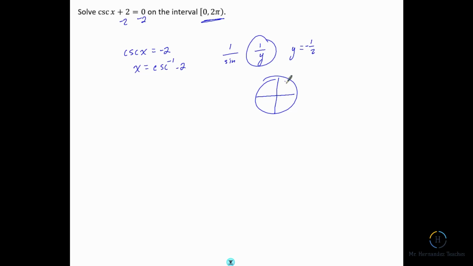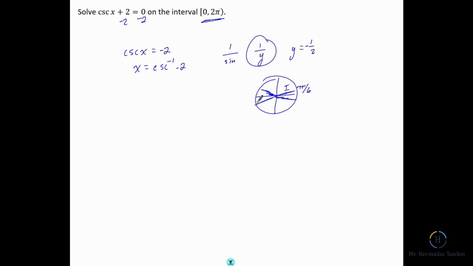Well, let's just think in this first quadrant here. When are the y values equal to negative 1/2? Well, that's right there at pi over 6. But this is positive 1/2. Both of these two are positive 1/2. So if we want the negative 1/2, it's going to be right there and right there.